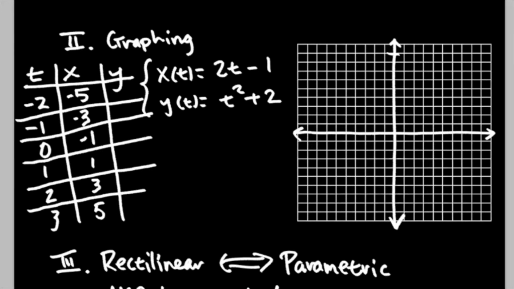All right, for y, same idea. So we plug in the t's into the t's, and we get our y values right there. Before we do that, I'm just going to get some of the points on the x-axis and the y-axis so that we have an idea of what we're going to do and how we're going to plot it.